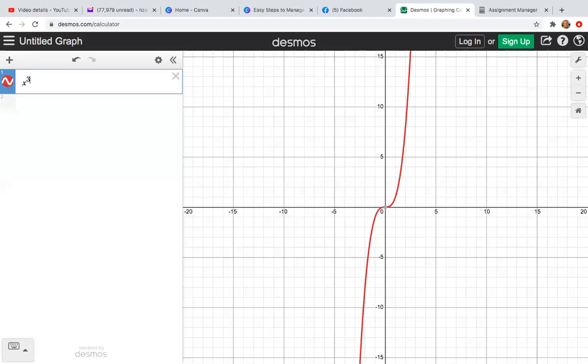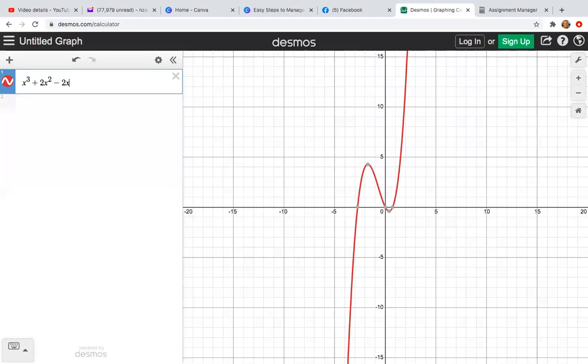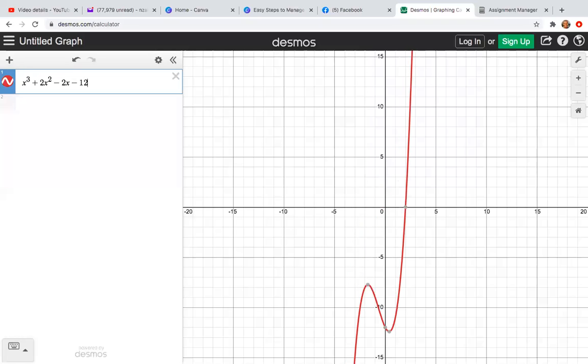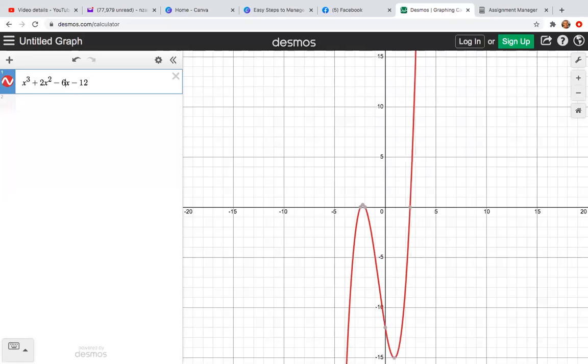So let me go ahead and finish writing out this function right here: x to the 3rd plus 2x to the 2nd, and then minus 2x, and then minus 12. And guys, there we go. That's a third degree polynomial right there. All right. Can I adjust this just a little bit and see if this is going to help me slightly? Let's put a 6 here and see what happens.